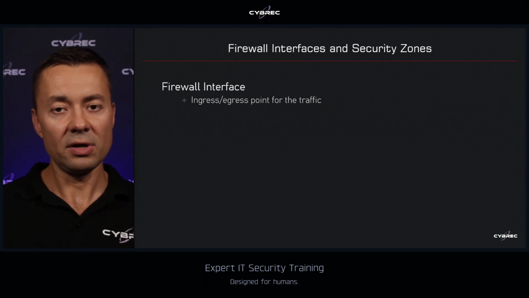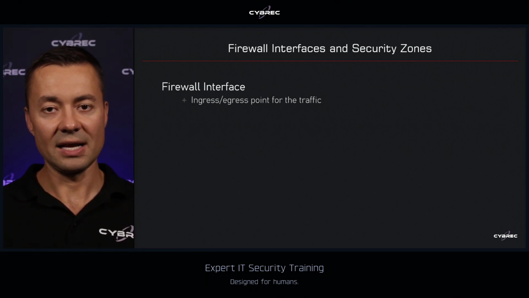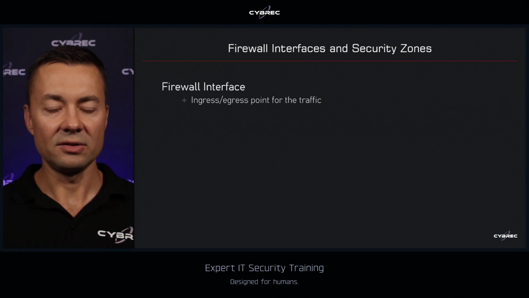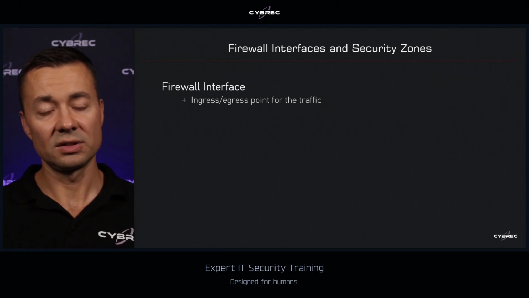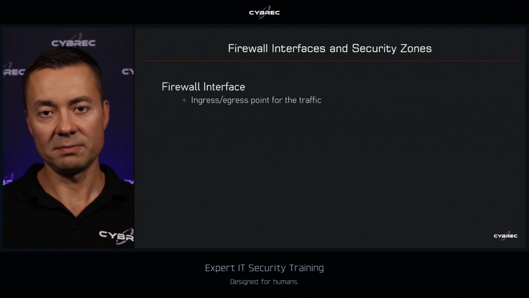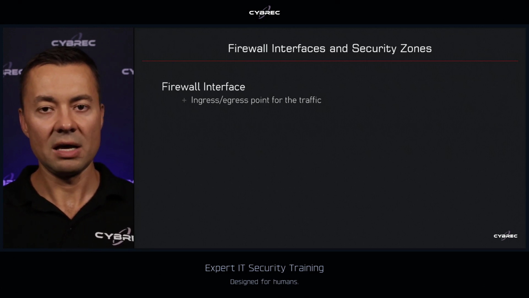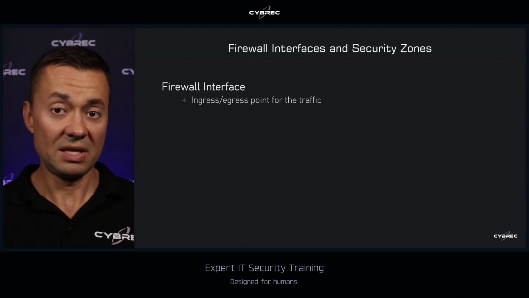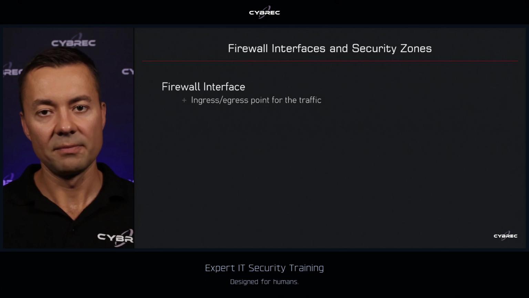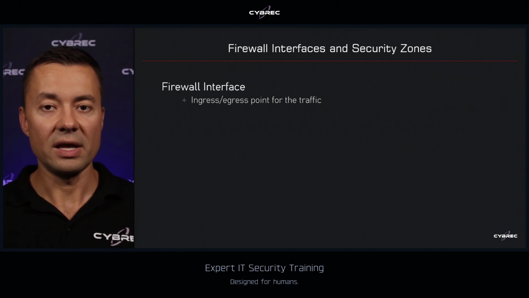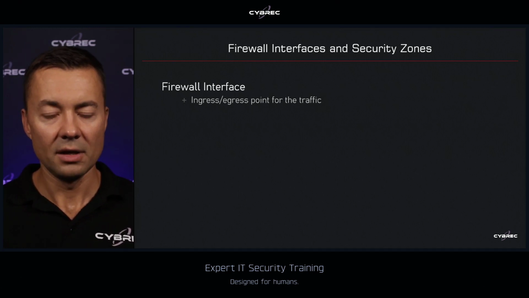So it's an entry point to the firewall for the traffic so it can get processed, so it can get inspected, and when the firewall says, I'm okay with those packets, I will allow them to leave through typically a different interface from what they entered the firewall on.